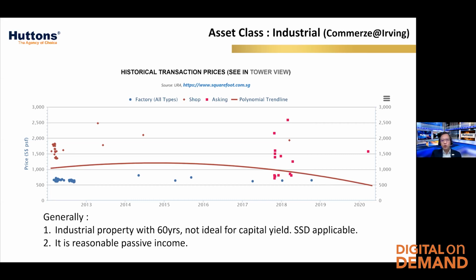Okay, and for myself, if I were to sell it now, I might not be able to fetch even the kind of price that I bought it at. Okay, so I just have to be very mindful of the kind of investment that I invested in.